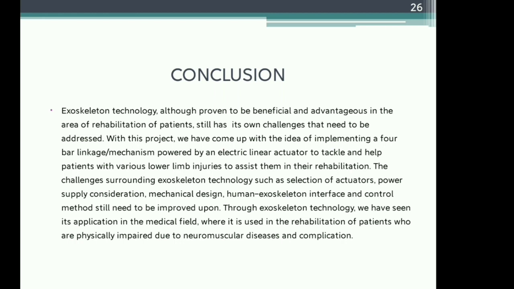Finally, in conclusion, exoskeleton technology, although proven to be beneficial and advantageous in the area of rehabilitation of patients, still has its own challenges that need to be addressed. With this project, we have come up with the idea of implementing a 4-bar linkage mechanism powered by an electric linear actuator to tackle and help patients with various lower limb injuries to assist them in their rehabilitation.